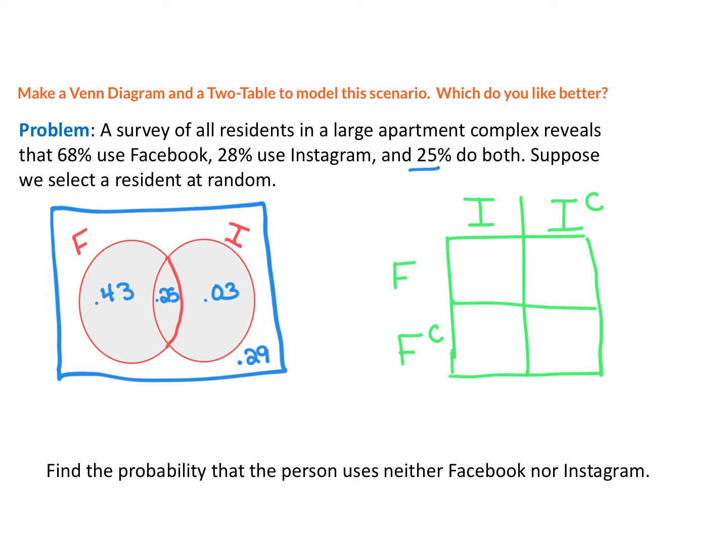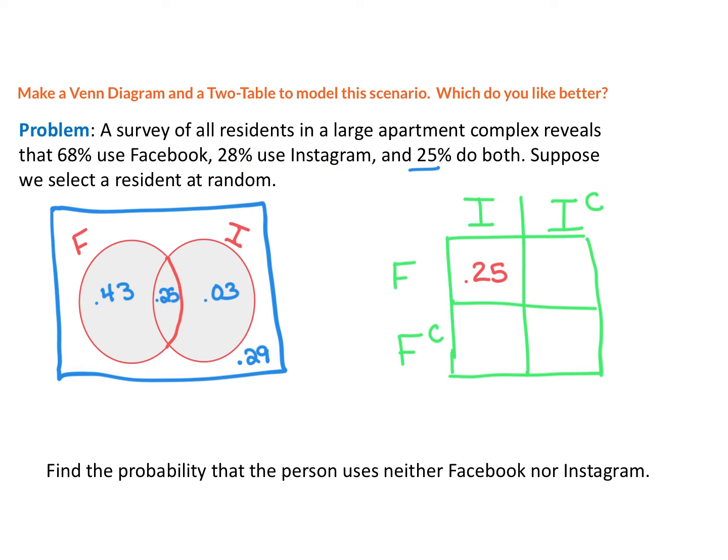Again, I start with those that do both. So 25% do both. So the intersection right here of Facebook and Instagram is 0.25. Okay, if I go to my relative frequencies. And then altogether, 28% use Instagram.